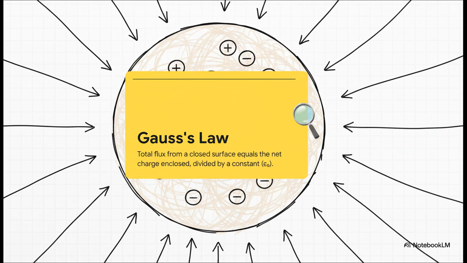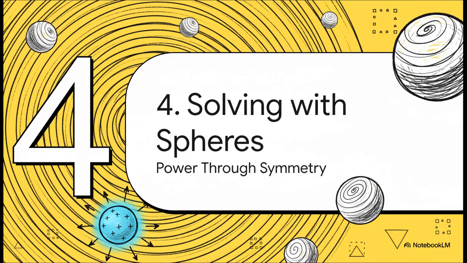It basically says that the total flux coming out of any closed surface is directly tied to the amount of charge trapped inside it. To put it simply, what comes out tells you exactly what's in. Okay, great law, but how do we actually use it? Well, we use a very clever trick.